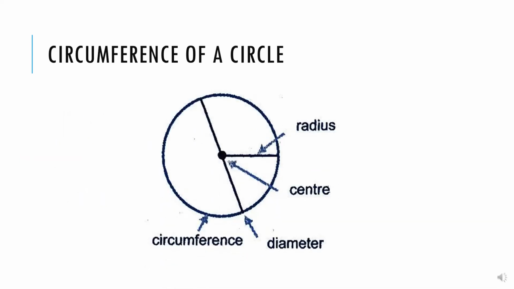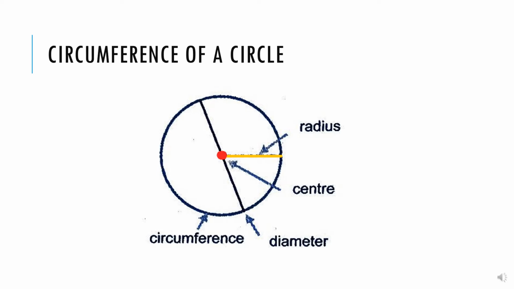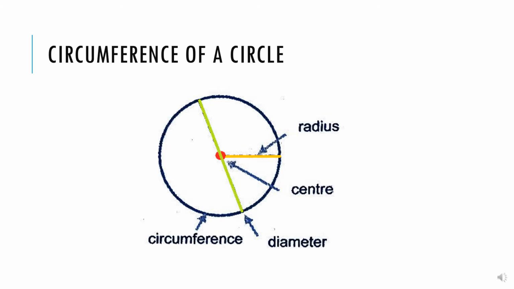Okay, so how do we calculate the circumference of a circle? First, let's take a look at some circle terminology. So you'll see we have something we call the radius, which extends from the center of the circle to the circumference. And then the center, which is the middle point of the circle, and the diameter, which extends from one side of the circle, goes through the center and extends to the other side.